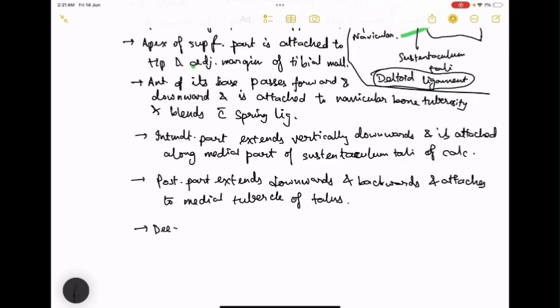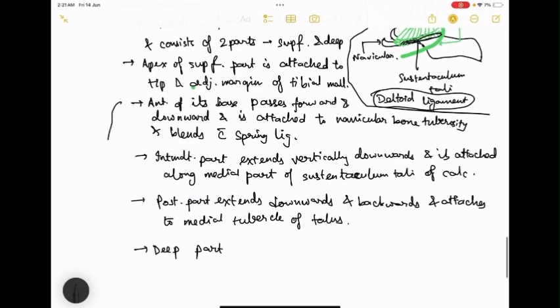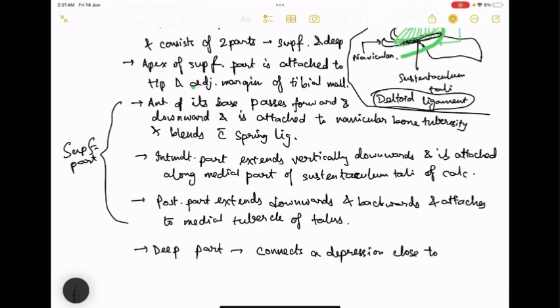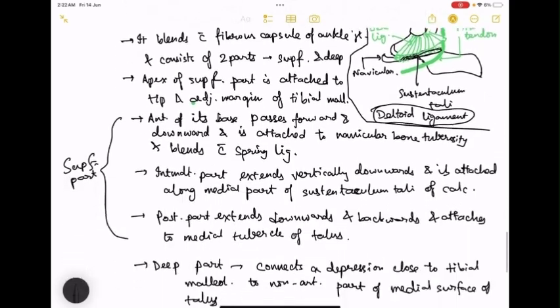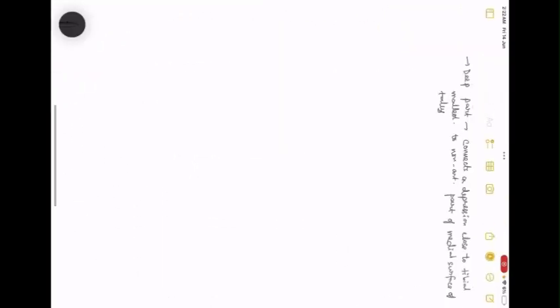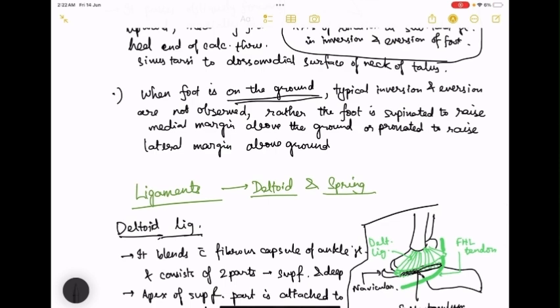Finally, the deep part. We have all been talking about the superficial part till now. Now the deep part connects a depression close to tibial malleolus to non-articular part of medial surface of talus. So this is all about the deltoid ligament. It may come as a very small short note if they want to give you an easy question. We don't need to bother much about it.